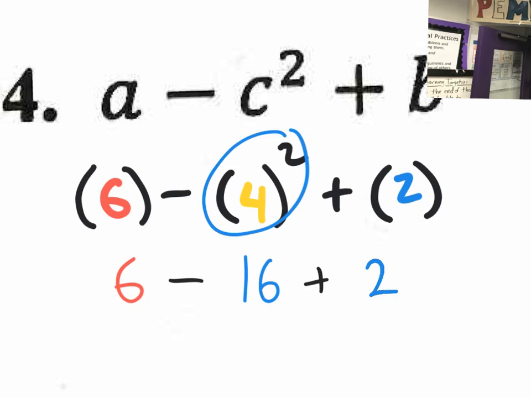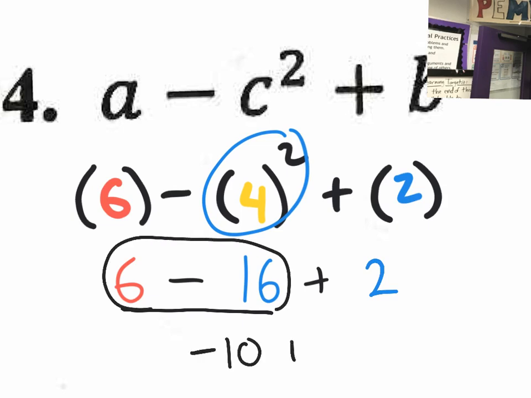So let's continue adding and subtracting from left to right. So 6 minus 16, that's negative 10. Bring down the plus 2. Negative 10 plus 2, you owe somebody $10, you only have $2. You could give them those $2, but you're still going to owe them $8.